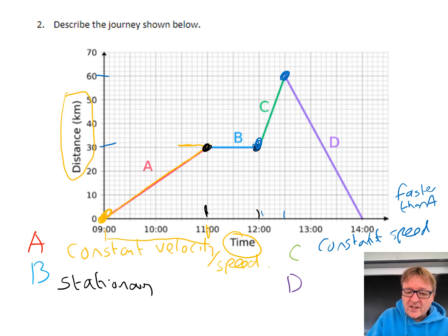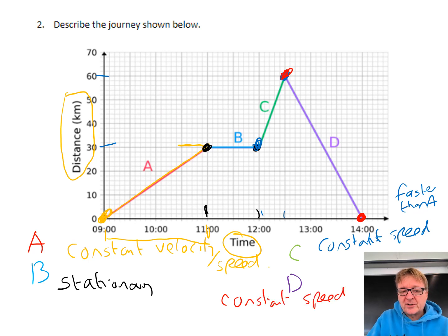D. D then makes it interesting in the fact that you start there 60 kilometres away, and what you do is then you end at 0. Alright, so there's a couple of facts about that. Again, because it's a straight line, you can say you're going at a constant speed, but you're back at home. Because now you're a different distance away. You were 60 kilometres away, now you're 0 kilometres away, which means you've gone back to the start.